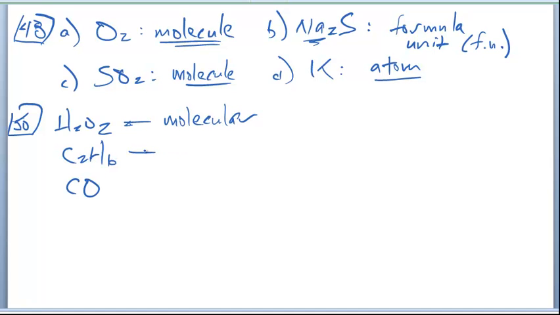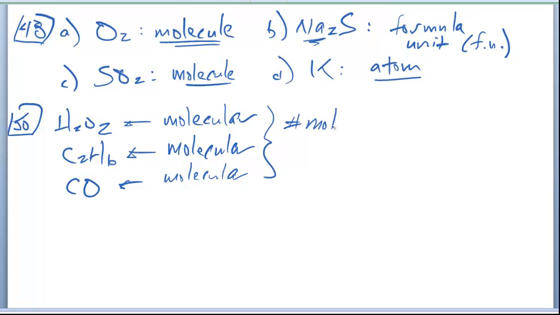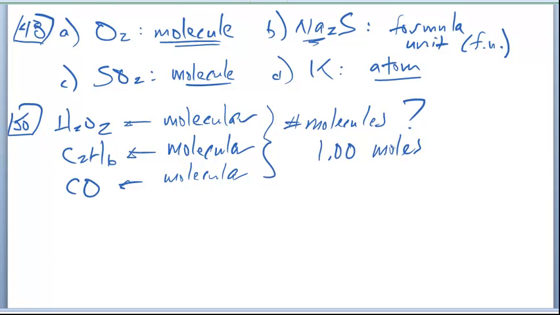C2H6, that's the molecule ethane. That's the hydrocarbon with 2 carbons attached. And that is definitely a molecular compound. And then, as you know, CO is carbon monoxide, which is molecular. And in all 3 cases, we're asking which one contains more molecules if you have 1.00 moles of each. Well, it's not meant to be a trick question.